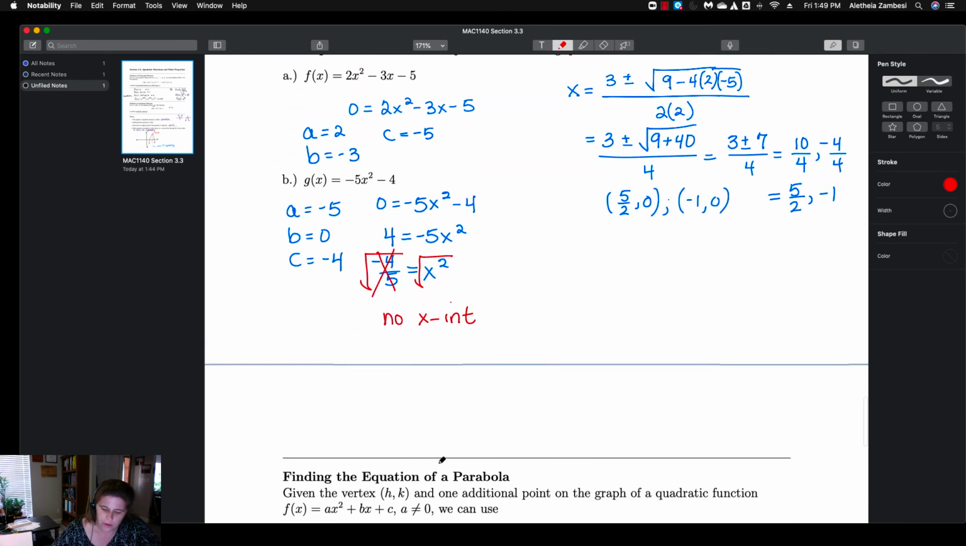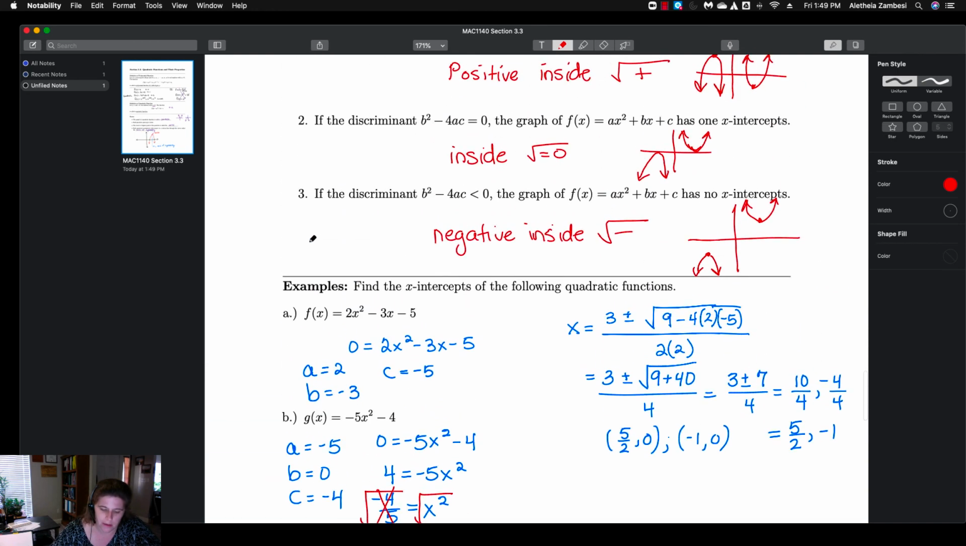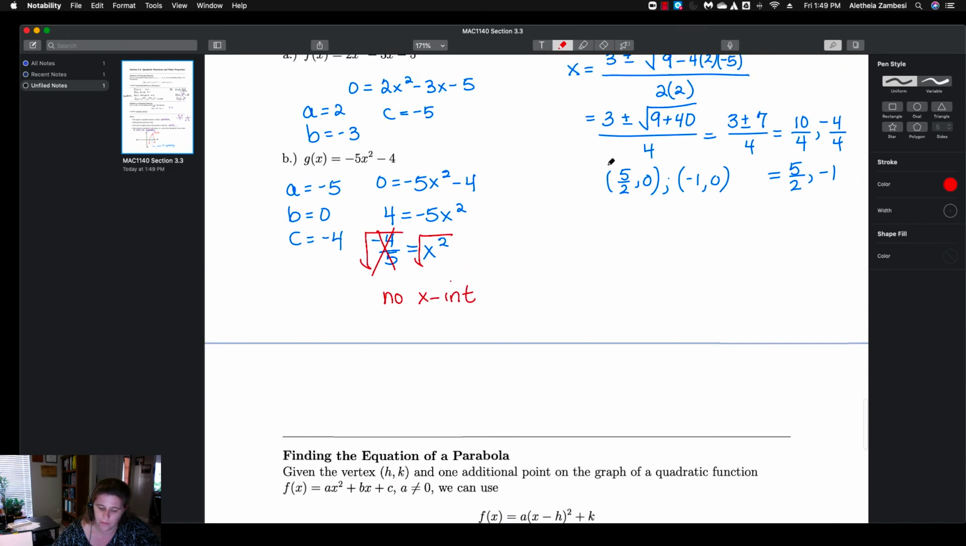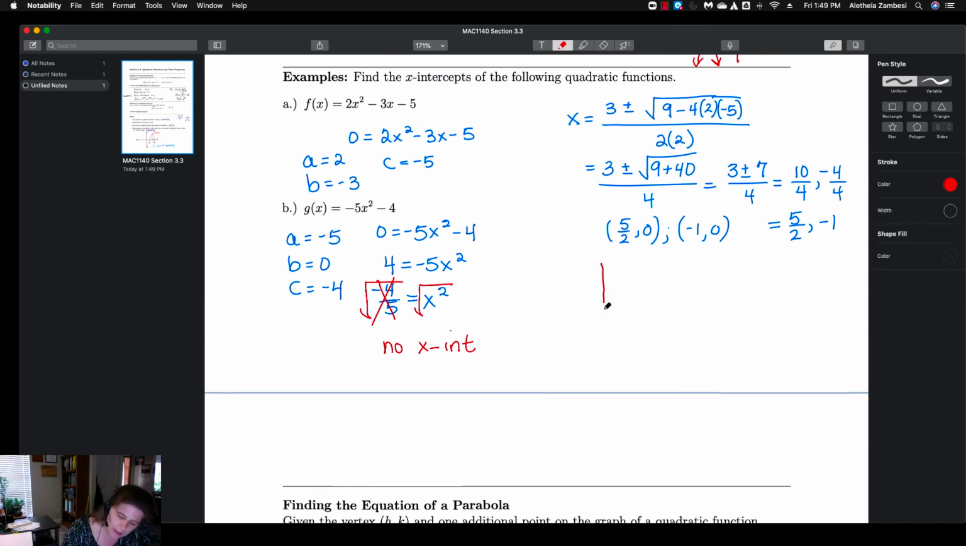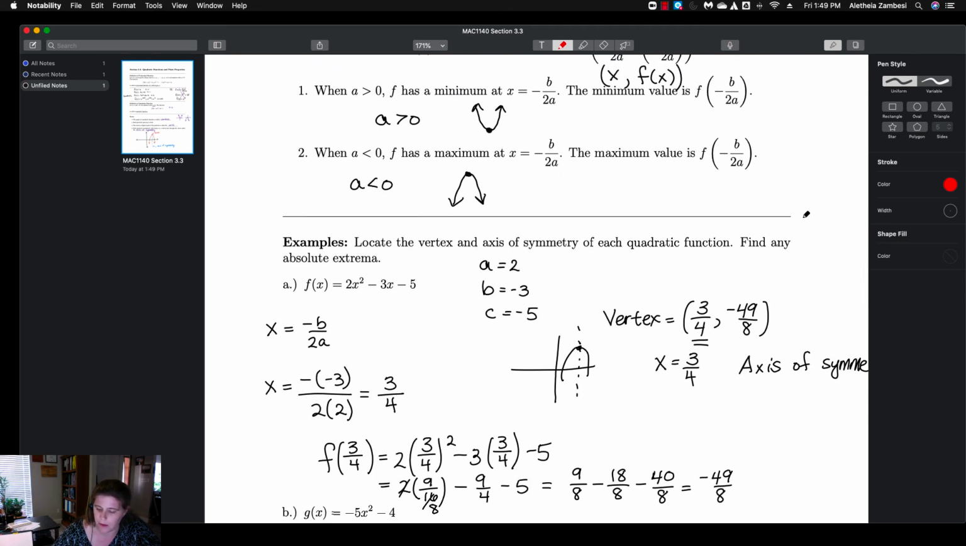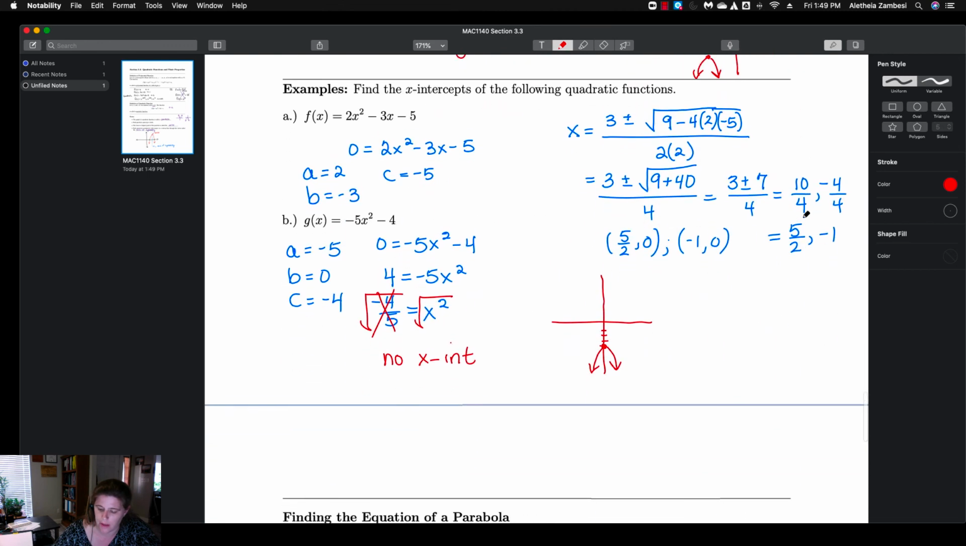If we were to graph these, this one here has a negative a term, and our vertex from it, scrolling back up, was the point 0, -4. So if I were to actually plot that in, the point 0, -4, right about here, and this negative sign for a means it opens down. So it opens like this. Versus my other one, our vertex on that one was the point 3/4 and -49/8.